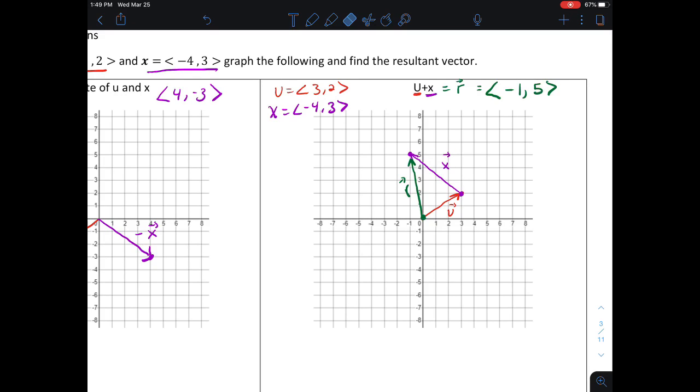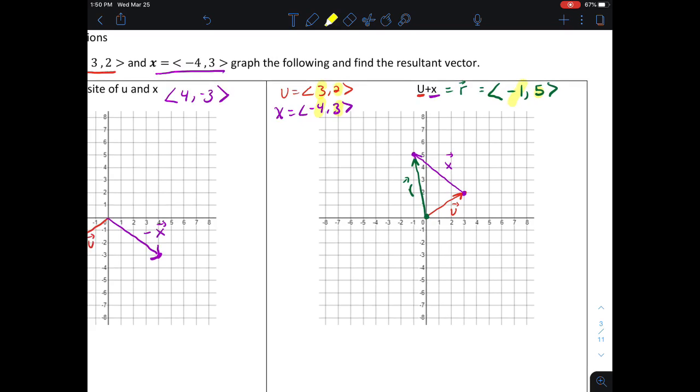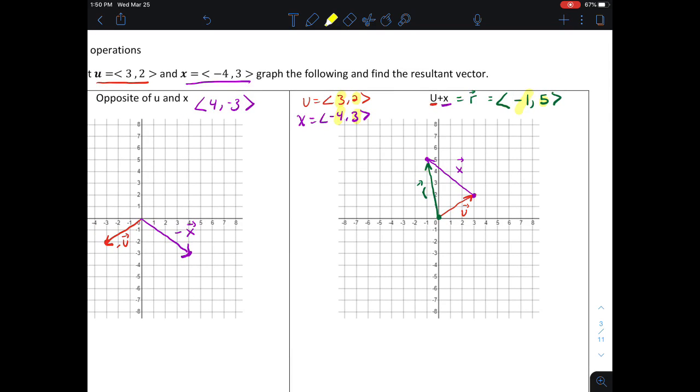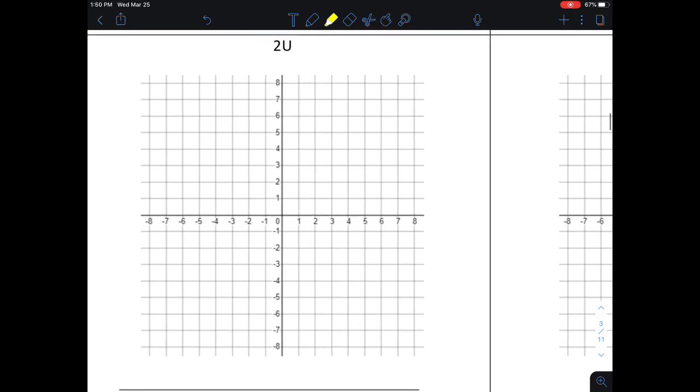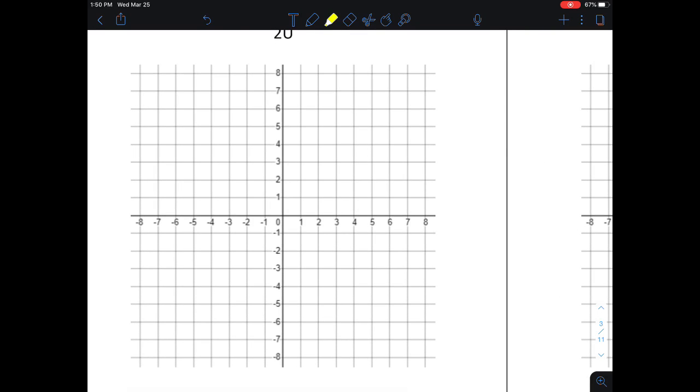Now, notice how I can get negative 1. If I were to add the x components together of vector u and vector x, 3 plus negative 4 gives me negative 1. 2 plus 3 gives me 5. So I can write the resultant vector by adding the x's together and adding the y's together, and I see the components of my resultant vector. Being able to draw the operation is very important when it comes to applications.